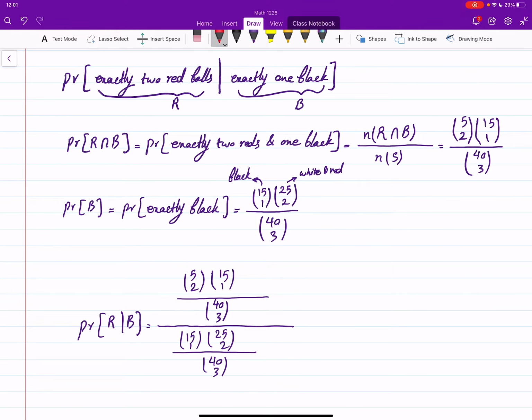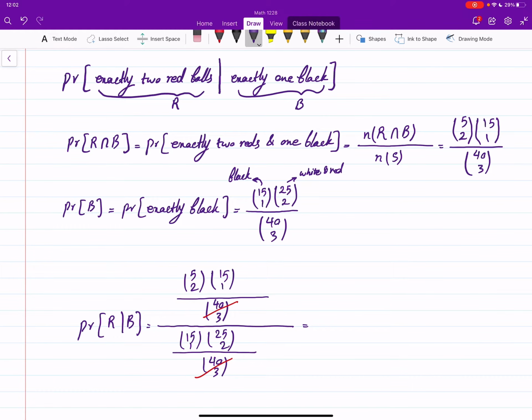Well, in all these calculations, when you're using an equiprobable sample space, you will see that in the conditional probability, the denominator of the numerator and the denominator of the denominator are going to be the same number. Both of them are going to be n of S, and they will always cancel. That's just something to keep in mind when you're doing conditional probability.